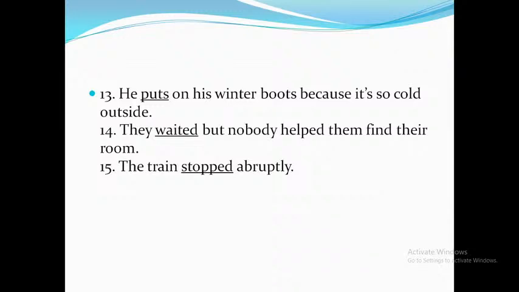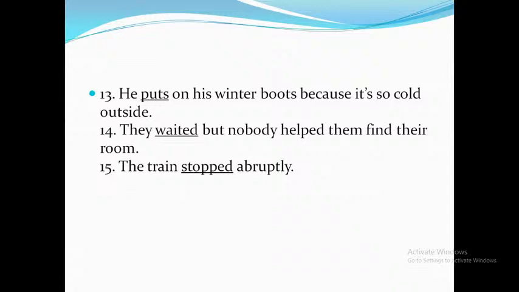Now I have 3 more. Shall I give you these 3? Children, do this one. 13, 14, 15 also you do. He puts on his winter boots because it's so cold outside. Next one is: they waited but nobody helped them find their room. So next one: that train stopped abruptly.